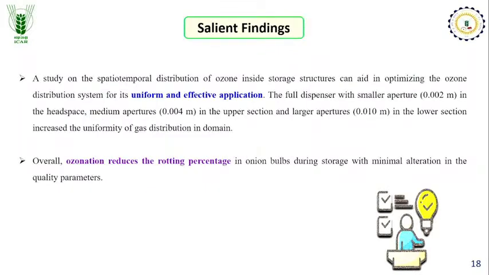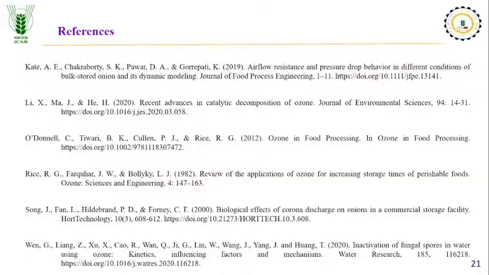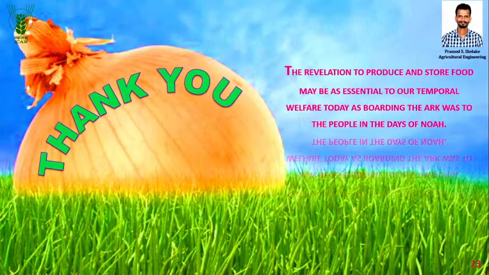Then, the dispenser with a smaller aperture of 2 mm in the headspace, a 4 mm medium hole in the upper section, and a 10 mm hole in the larger section gives a uniform and effective application. Overall we can say ozonation reduces the rotting percentage in onion bulbs during storage with minimal alteration in quality parameters. Thank you. Any questions?